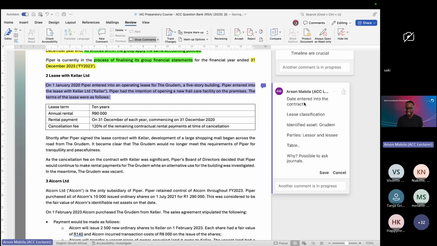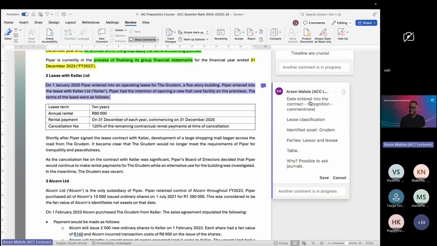Yeah. So, date entered into the contract. Why is that relevant? The commencement, the date. They're asking about the date. Yeah, the date. Why is that relevant? So, for recognition, so that I know what date to enter it in my books.